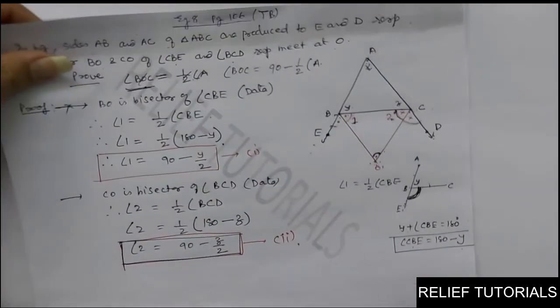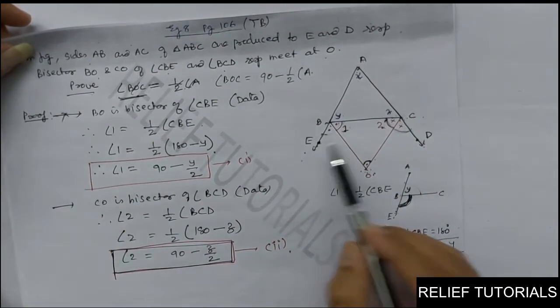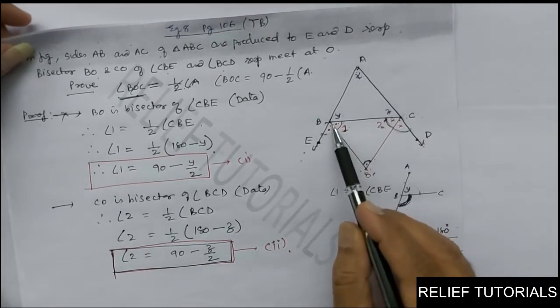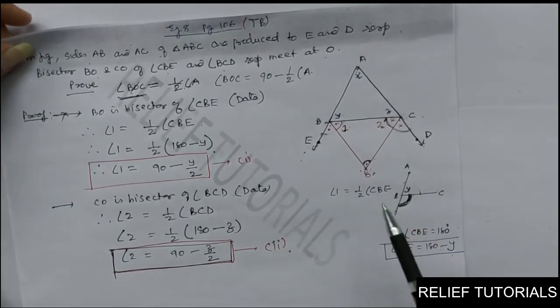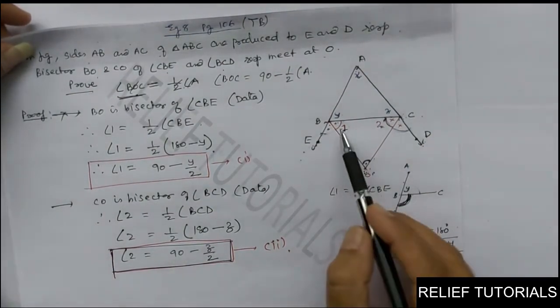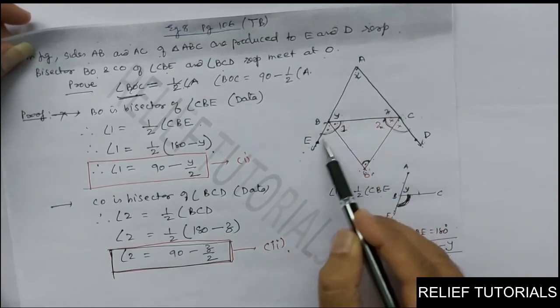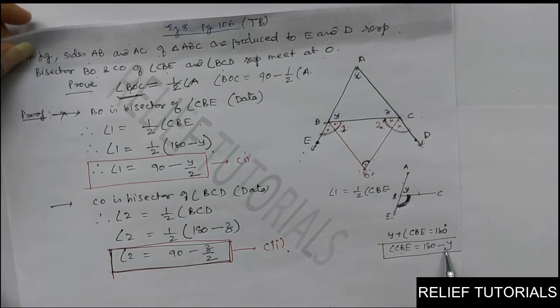Look at this diagram. Once again, I am going to recap this. What is given? BO is the bisector of angle CBE and CO is the bisector of angle BCD. I have taken 1 and 2. So if BO is the bisector of angle CBE, I can say angle 1 is equal to half of angle CBE. And angle 2 is equal to half of angle BCD. Clear? Now, CBE is this angle. The total is 180 and CBE is 180 minus y. So CBE is equal to 180 minus y.